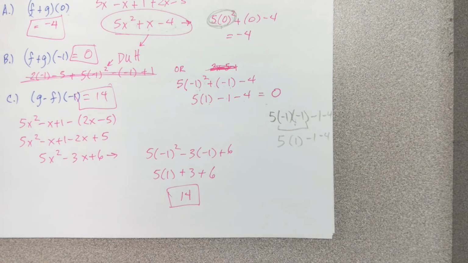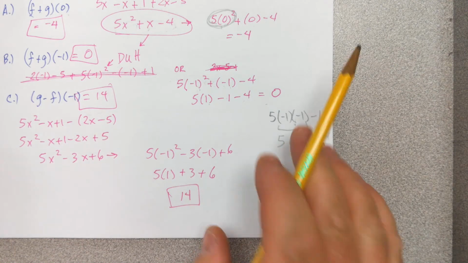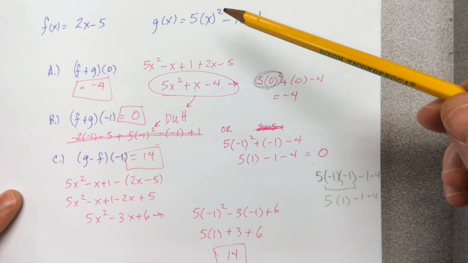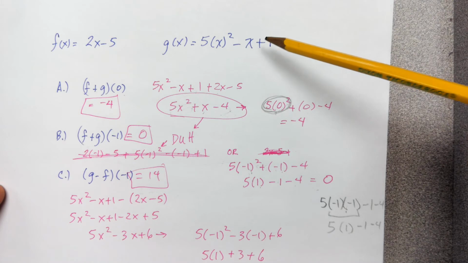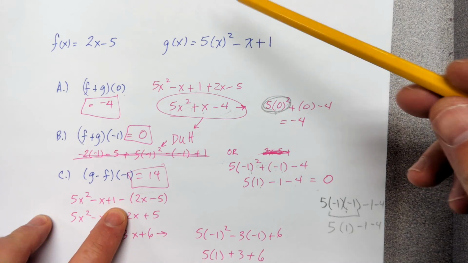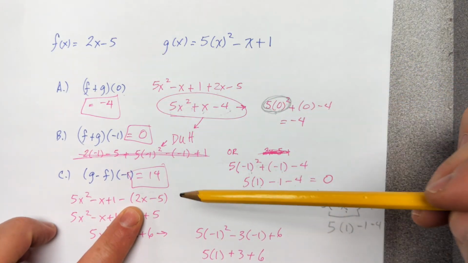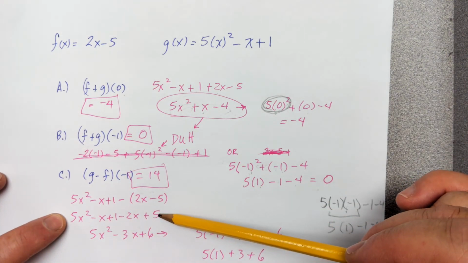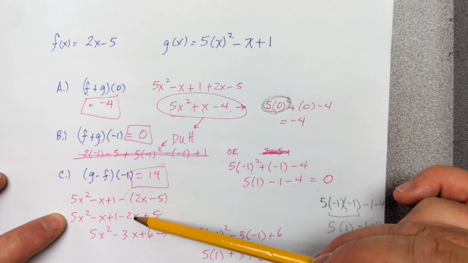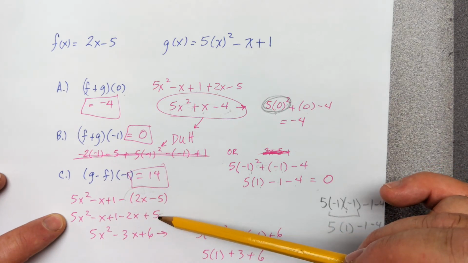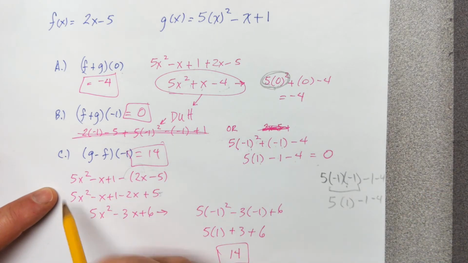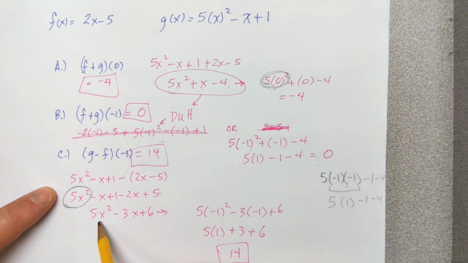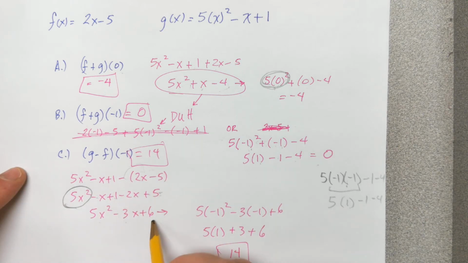So the last one, it's ugly. I'm not real confident, so let's see how this goes. We got the 5x squared minus x plus 1. That goes first, that's good. And then minus parentheses 2x minus 5. So this is right. Okay, and then this is right, because I just distribute the -1. So then combining like terms, let's make sure. I got 5x squared, that's good. Minus x minus 2x, that's minus 3x, that's good. And then 1 and 5 is 6, that's good.